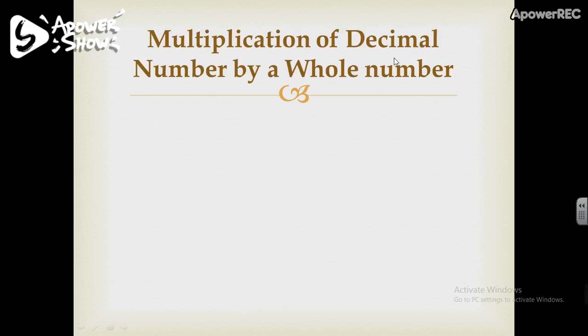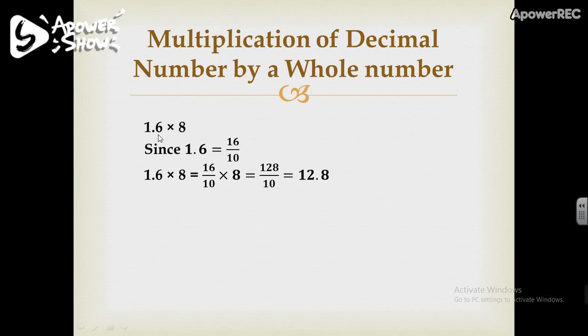So let's see how to multiply a decimal number by a whole number. First of all, I am taking an example. 1.6 is a decimal number. I am going to multiply it by my whole number 8. Now, as we have already learned in class 6, 1.6 can be expressed as 16 by 10. This is a decimal number and we can express it as a fraction. So 1.6 equals 16 by 10.